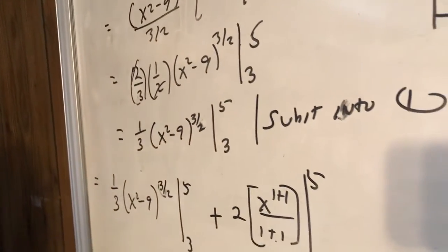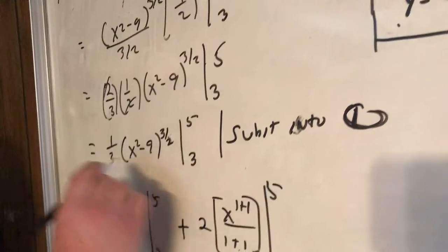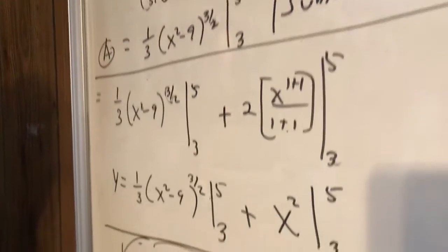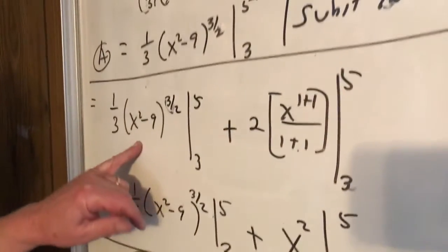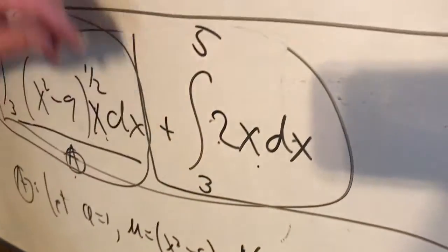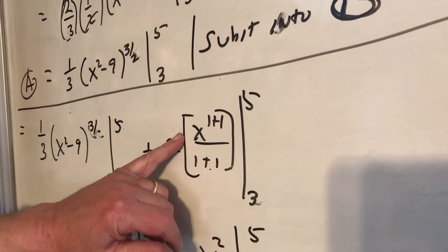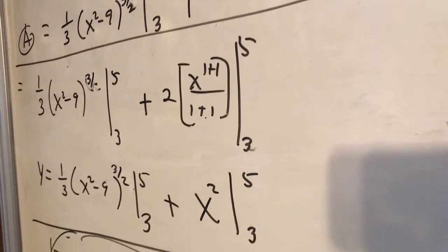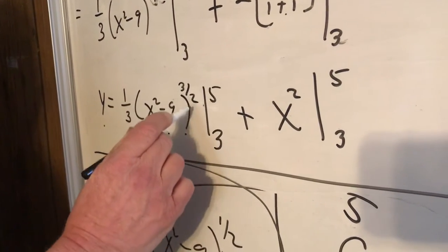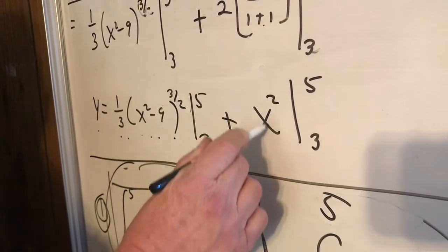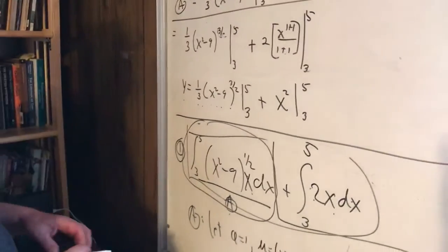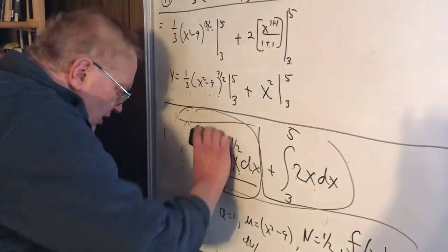5 and 3. I'm going to substitute this. So this is A. Substitute this into here. So this becomes 1/3 (x squared minus 9) to the 3/2, 3 and 5. Take the integral of this. Simple power rule. X to the 1 plus 1 over 1 plus 1 between 3 and 5. This is my function y equals 1/3 (x squared minus 9) to the 3/2 between 3 and 5, plus x squared between 3 and 5. Now I have to apply the fundamental theorem of calculus and figure out a number.